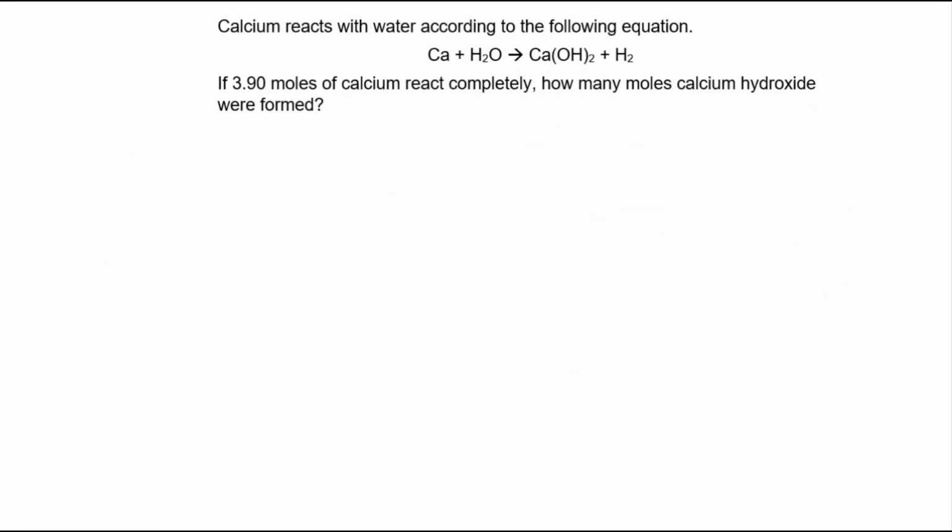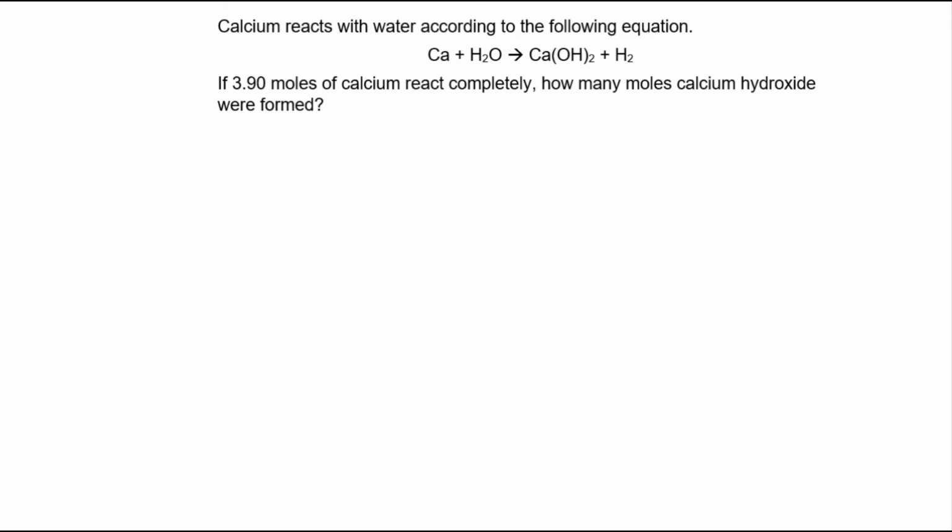Now let's start to practice a little simple stoichiometry, just doing moles to moles. Calcium reacts with water according to the following equation. Okay, great, they give us the equation. If 3.9 moles of calcium react completely, how many moles of calcium hydroxide were formed? First, we identify this as a stoichiometry problem because we were given information about a reactant, we were asked about a product. So we need to relate those with a chemical equation.